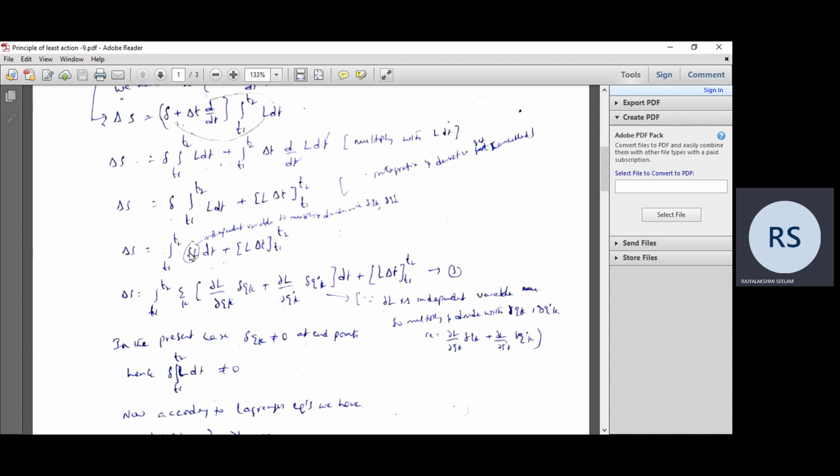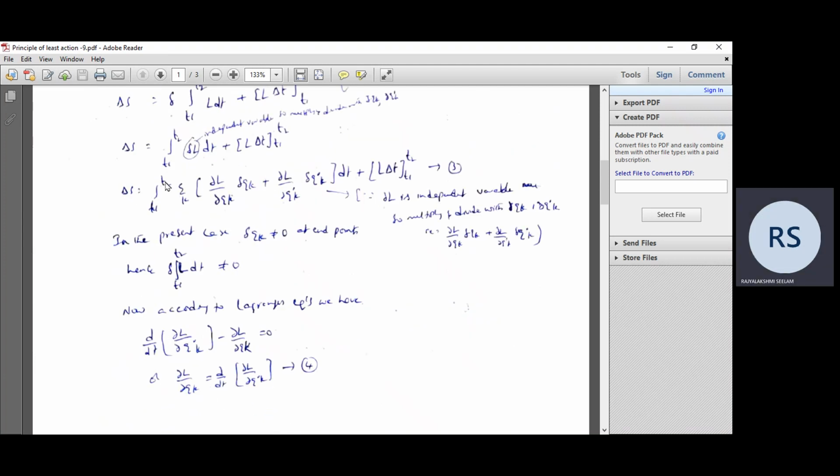Here, delta L is the independent variable. So we multiply and divide this independent variable with delta qk and delta qk dot. We write delta S equals the integral from t1 to t2 of sigma k, dou L by dou qk delta qk plus dou L by dou qk dot delta qk dot, into dt, plus the term L delta t with limits t1 to t2. Let it be equation number 3.